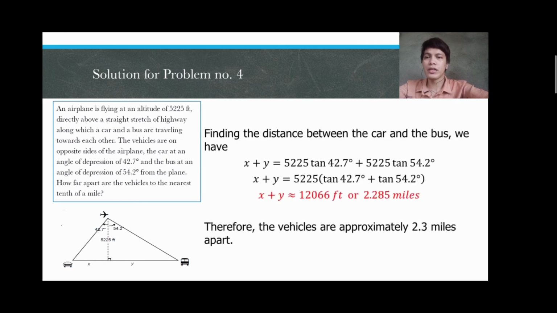Finding the distance between the car and the bus, we're going to add x and y. So x plus y is equal to 5,225 times tangent 42.7 degrees plus 5,225 times tangent 54.2 degrees. And x plus y is approximately equal to 12,066 feet or 2.285 miles. Therefore, we can conclude that the vehicles are approximately 2.3 miles apart.